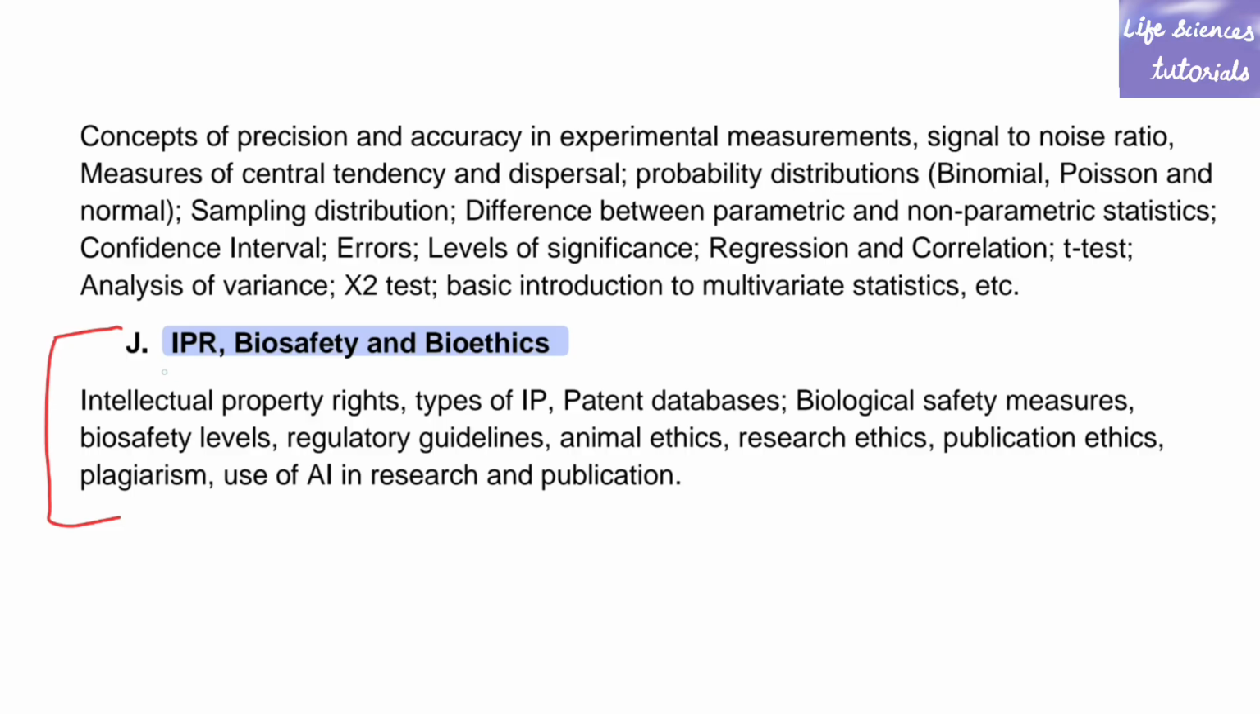We should be aware of the IPR, that is intellectual property rights, biosafety, bioethics, very important topics. Obviously again, AI in research and publication. Then we have patent databases, IP types, research ethics, very important. Because these exams are basically for students who want to do a PhD or research, right? So definitely one should be aware of all this. And plagiarism, all this is important to know.